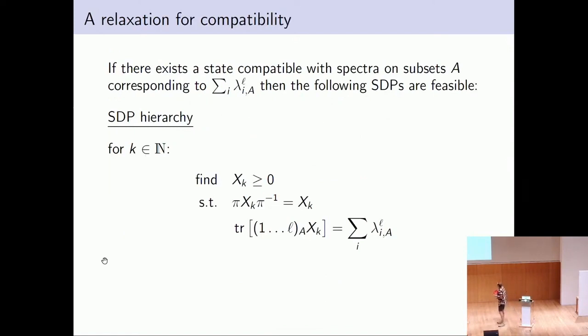All right, and now we have a relaxation for compatibility. If there exists a state that is compatible with the spectrum on subsets in A, corresponding to this power sum, then the following set of SDPs are feasible. So for every K, it's possible to find a solution to this program. Find me a positive semidefinite operator XK, which is permutation symmetric, and which for all these subsets A satisfies this relation, right? So this is the spectral relation.